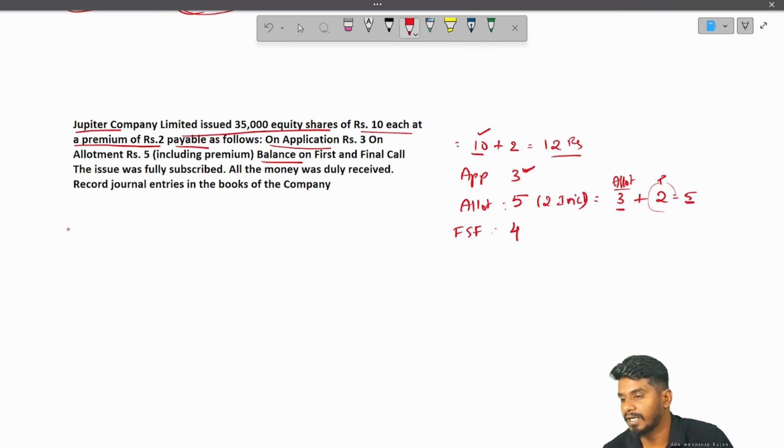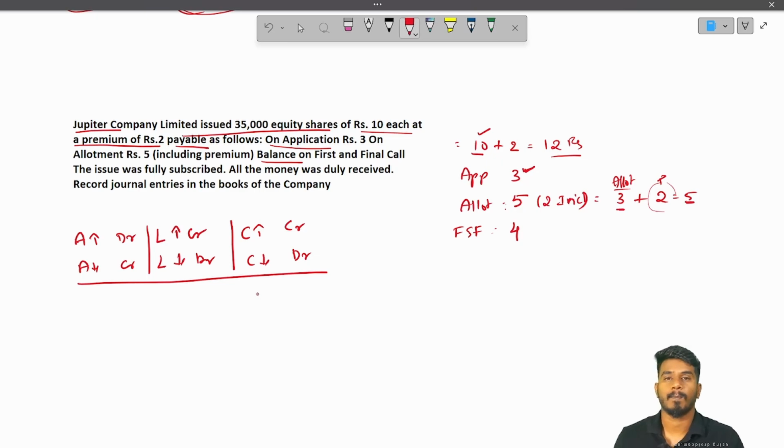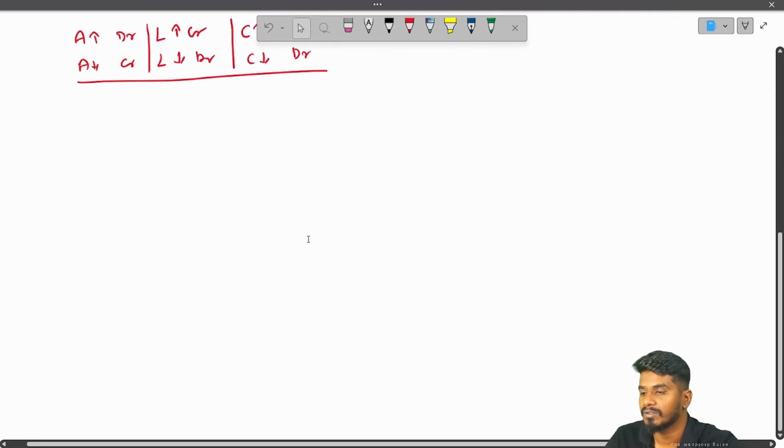Let us write the modern rules first. If an asset increases we need to debit, if an asset decreases we need to credit. If a liability increases, we need to credit, and if a liability decreases, we need to debit. If capital increases, credit. If capital decreases, we need to debit. So this is the modern rule. Let us journalize these things.